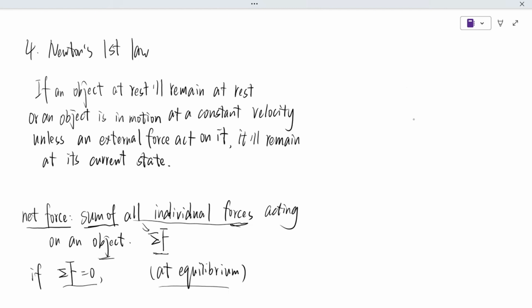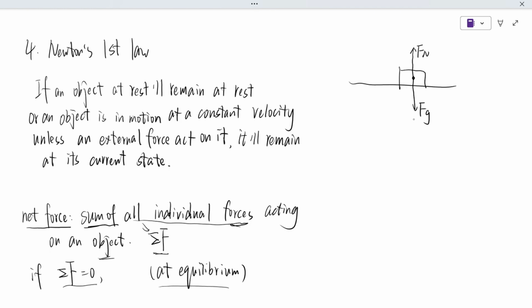Let me give you several examples of equilibrium. This is an object on the ground, and it remains constant, which means it is at rest. It is at equilibrium, which means the net force is equal to 0. Why? That's because of the forces that act on it. The first force is the gravitational force. The next force is the normal force. This is the center of mass.